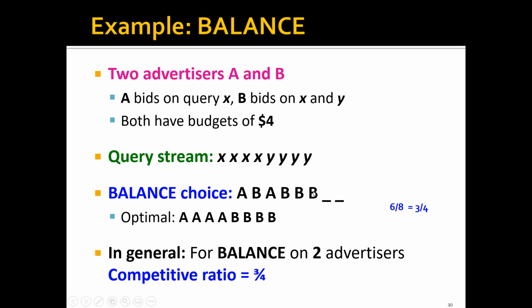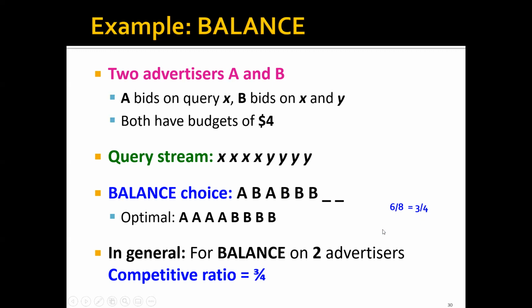Now after this, you may have noticed that B has already exhausted its budget of $4. Therefore, when another query Y comes, there is nothing more we can do. So at this point, the total revenue we can get is $6. And again, the optimal solution can give us a revenue of $8. So at this point, the competitive ratio for this algorithm will be 6/8, or 3/4.